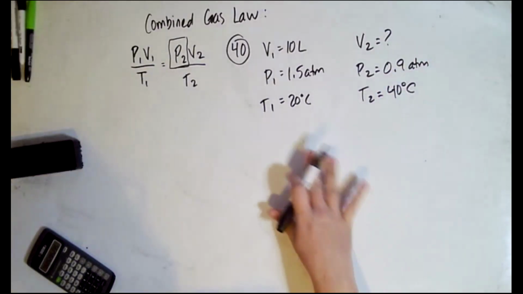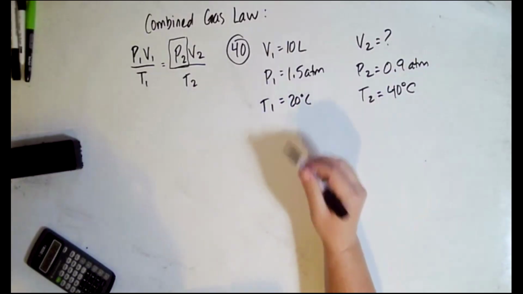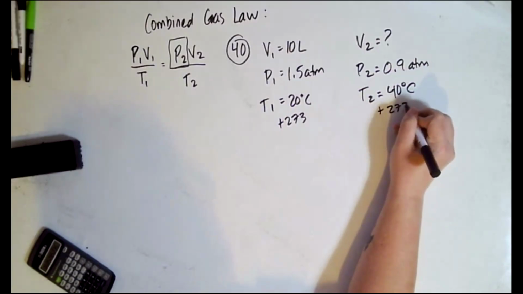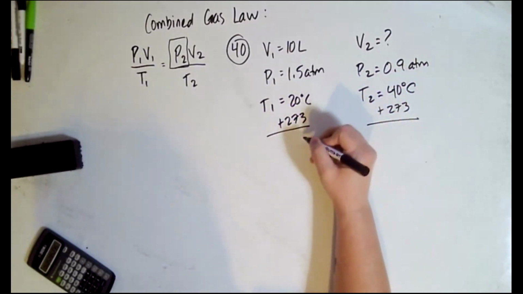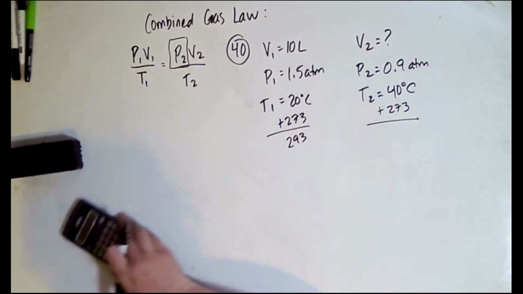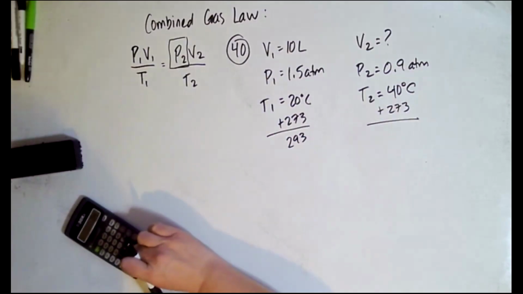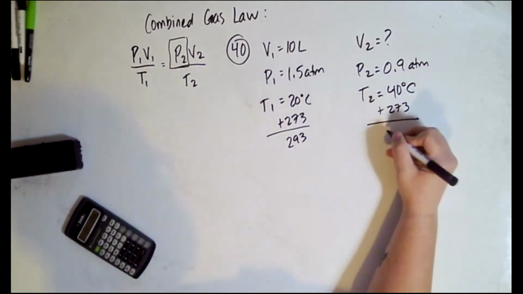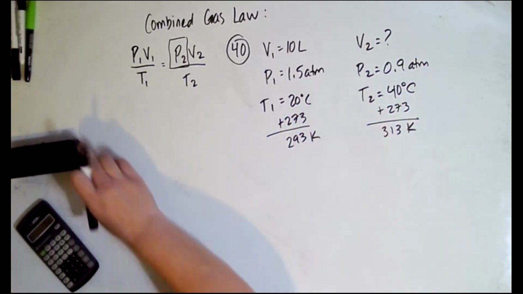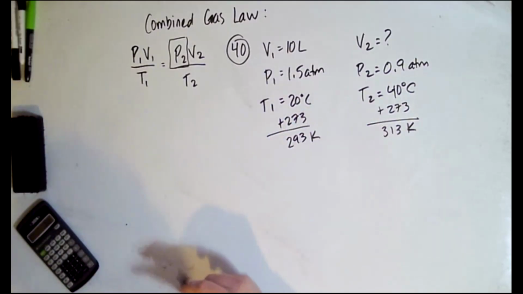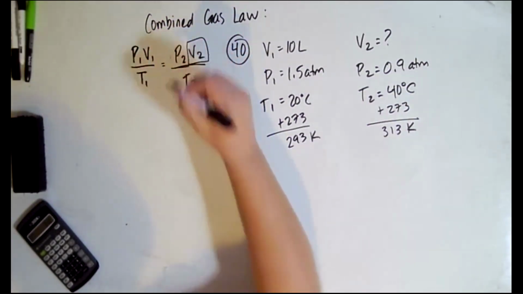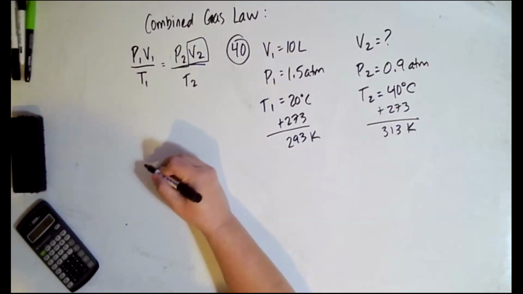Okay. So the only changes we have to make here before we can plug these in is going to be to add our 273 to both. So we'll have 293 and 313. These are our Kelvin temperatures. And now we can plug in our variables. And this time, instead of solving for P2, we'll solve for V2. All right.